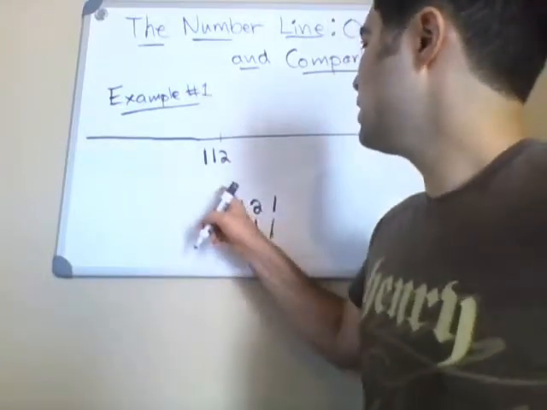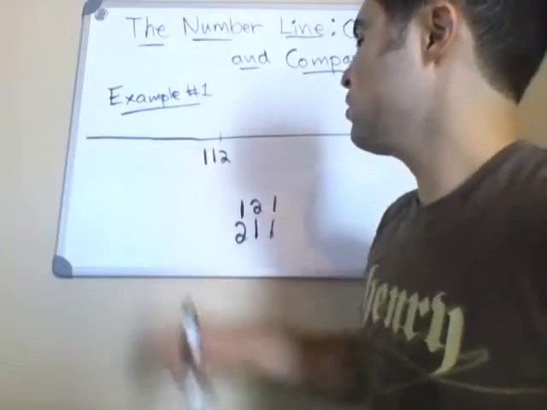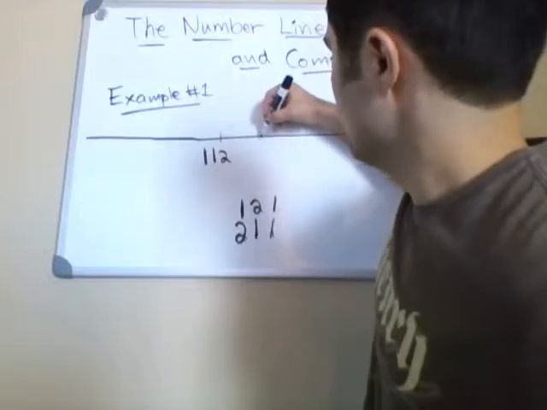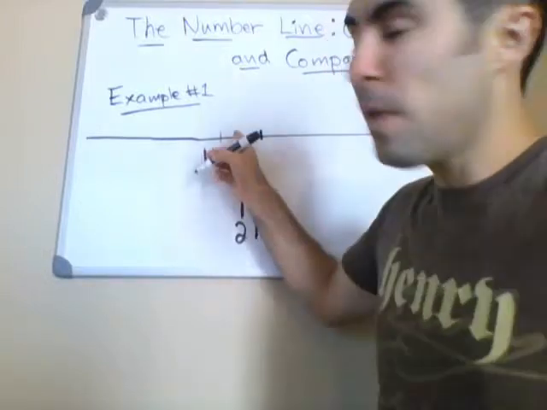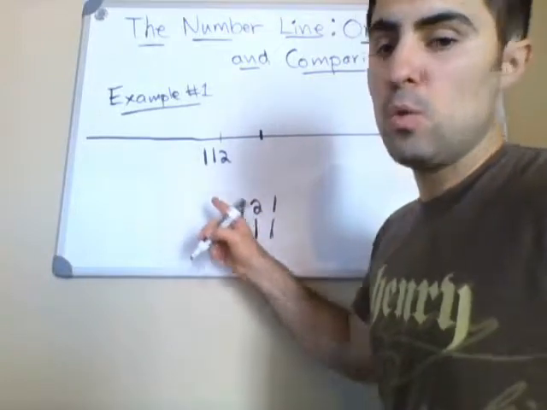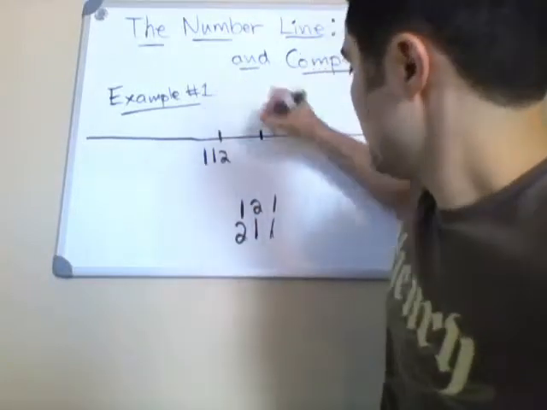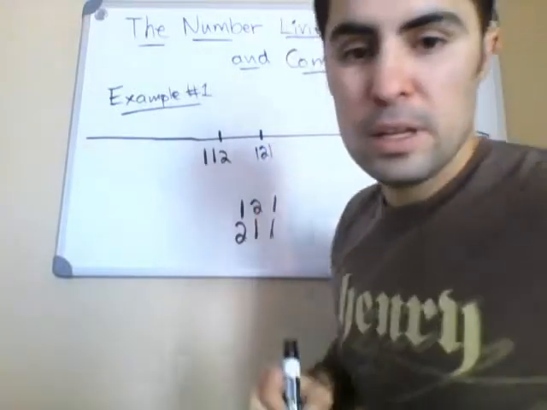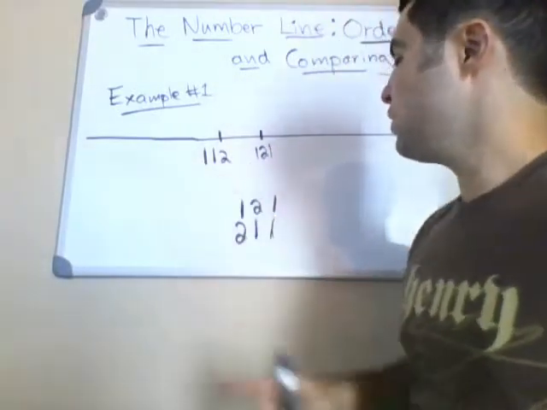So 121, is that larger or smaller than 112? Well, we know that it's larger, so we can put it right here. You don't have to put a hash mark for every single number. Okay, we just want to know that 121 is larger than 112.